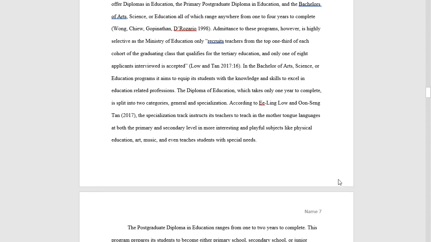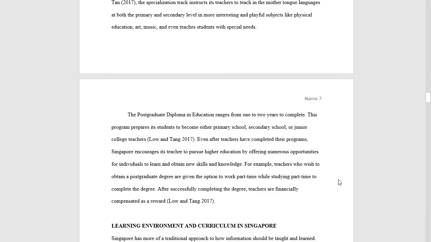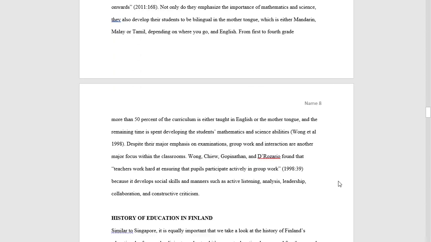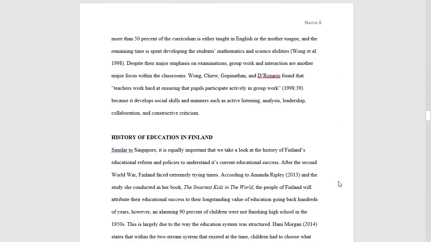So we have several different sections on Singapore, and then we move to Finland. So another option that the writer would have had is to have one section on Singapore and then created subsections within that. But the way he did it was fine as well.